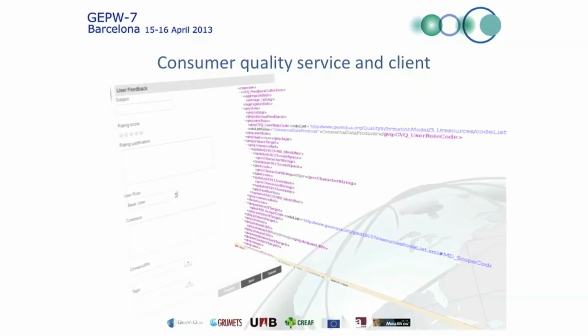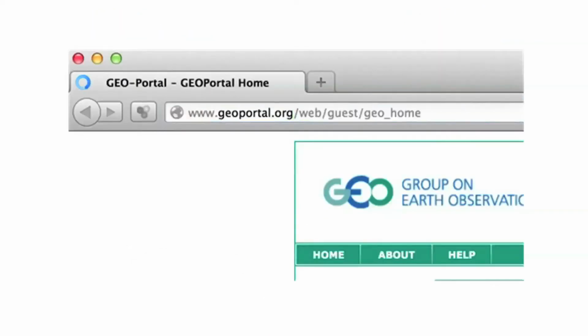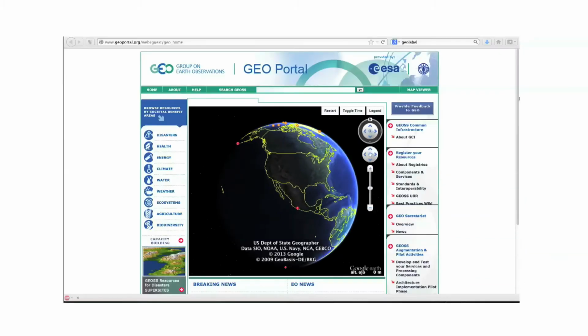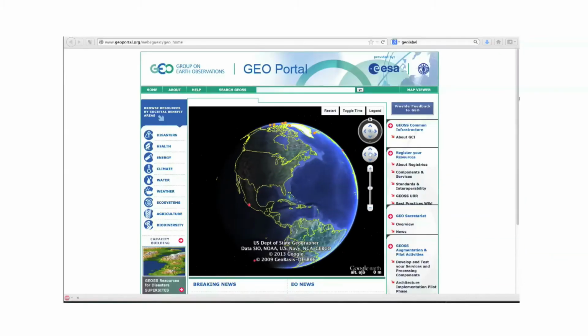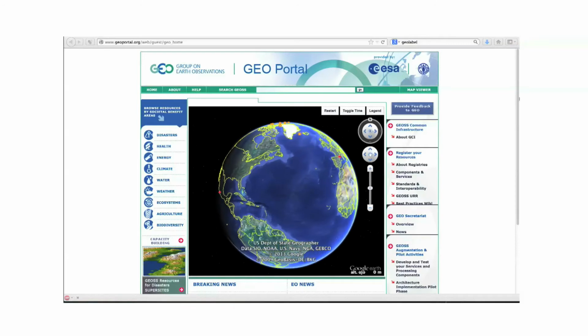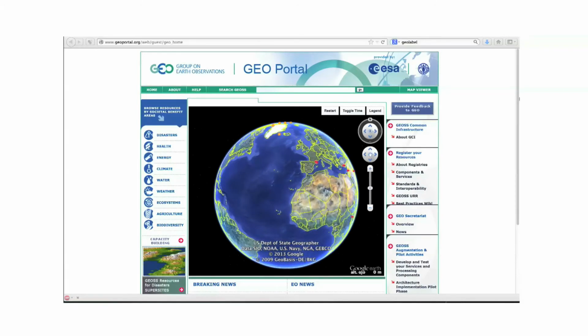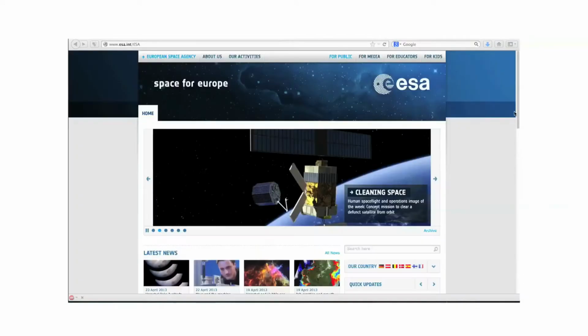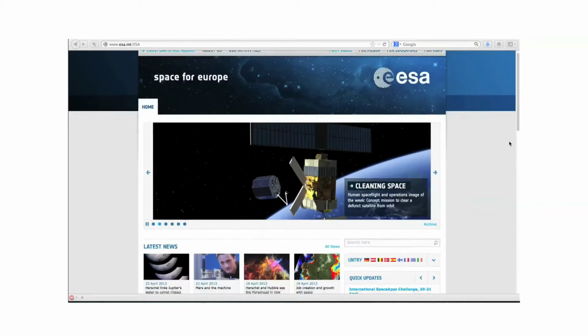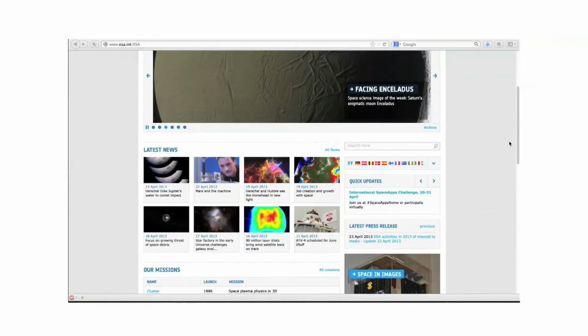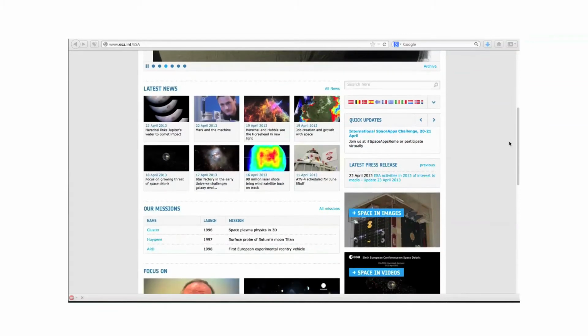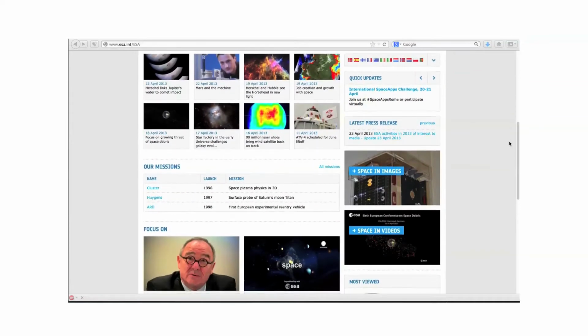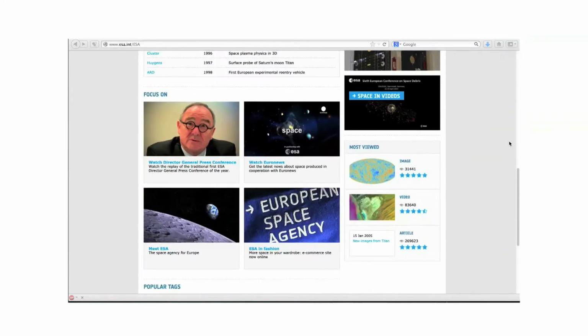The GEO Portal, which is currently available at www.geoportal.org, is the web access point to the GEOSS system. This GEO Portal is currently led by ESA. It is run under a European Space Agency contract, and we at the European Space Agency are in charge of the development of this web portal and its maintenance.